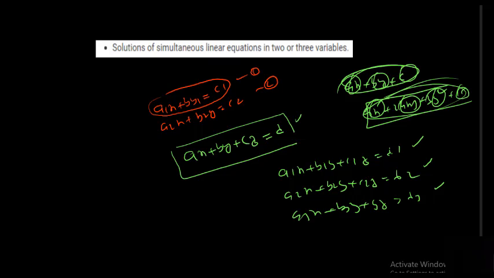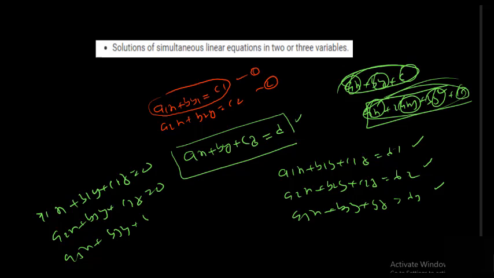If d equal to 0, what happened? d equal to 0, d1 equal to 0, d2 equal to 0, d3 equal to 0. Then what will you get? I will write here again. a1x plus b1y plus c1z equal to 0, a2x plus b2y plus c2z equal to 0, and a3x plus b3y plus c3z equal to 0. Now I can call these three a system of linear equations which are said to be homogeneous linear equations.